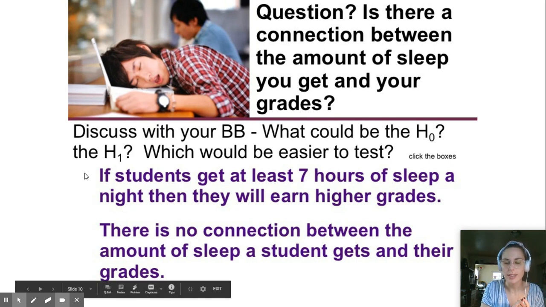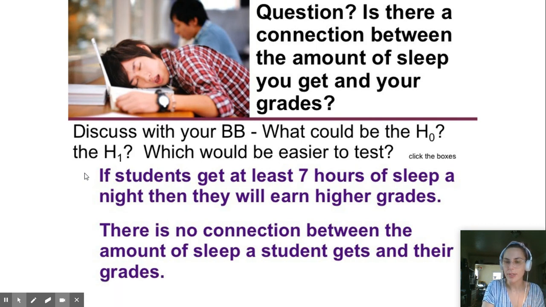If students get at least 7 hours of sleep every night, then they will earn higher grades, right? So A, the input, 7 hours of sleep, leads to B, higher grades, okay? Input is related to output.